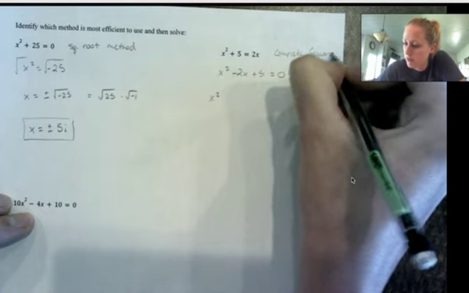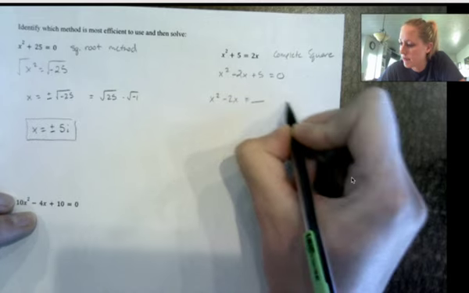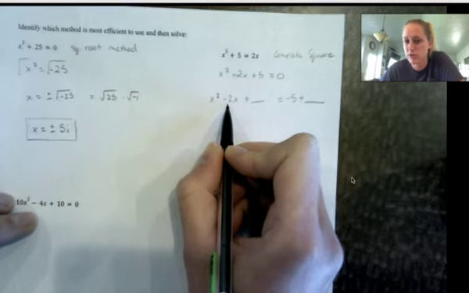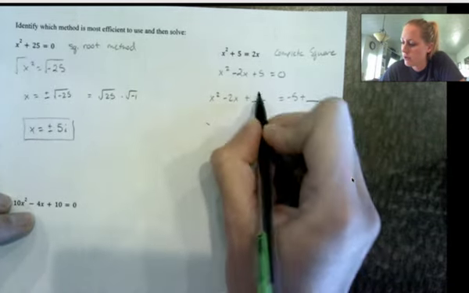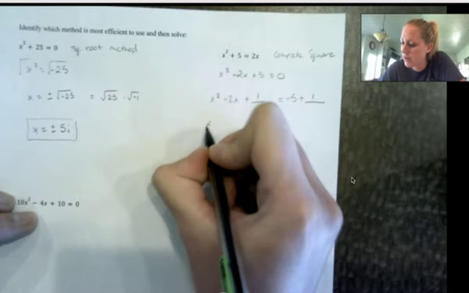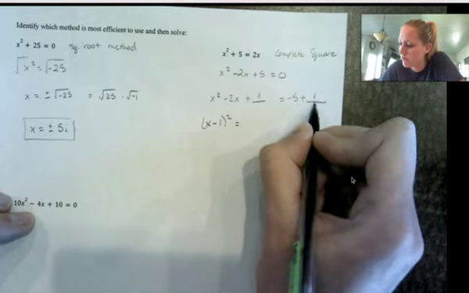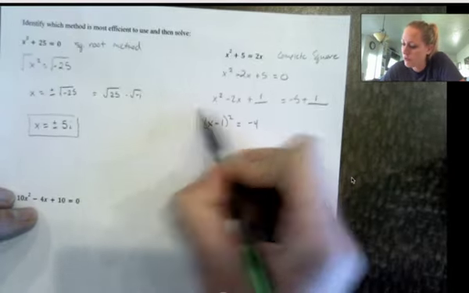All right, so I'm going to move my constant to the other side and leave a blank for completing the square. All right, so b over 2 is negative 1, squared is 1. So I'm adding 1 to both sides. Factor, b over 2 is negative 1. Negative 5 plus 1 is negative 4. Take the square root now of both sides.